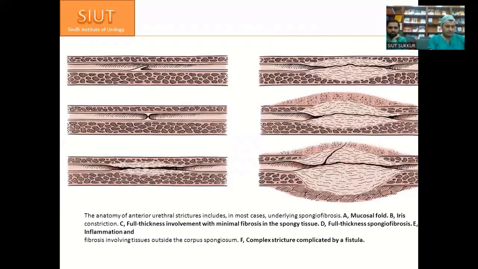Looking at the very first image on the right side, there is a mucosal fold just arising from its normal. Moving onto the second image, we can see there is significant involvement, and fibrosis has started in the spongy tissues. Similarly, as the bulk of spongiofibrosis increases, the urethral lumen decreases in size.